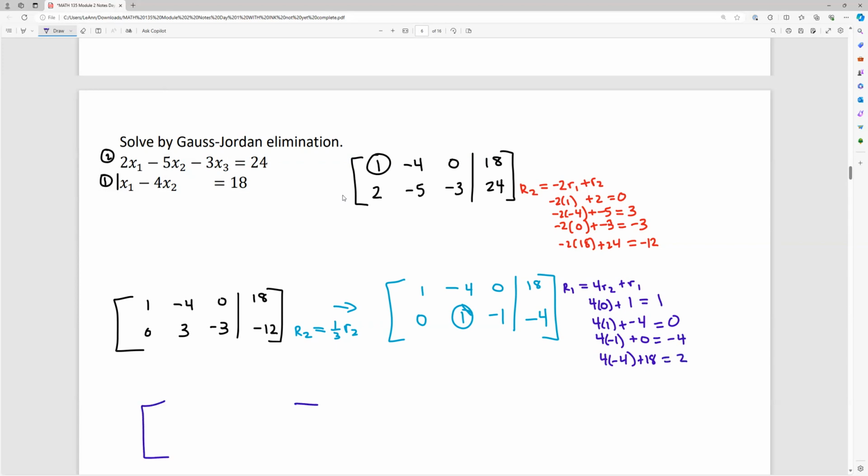So we go down to our next part. Row 2 stayed the same this time. We used it as our pivoting part. And our row 1 now is the new entries we see here. So 1, 0, negative 4, and 2.